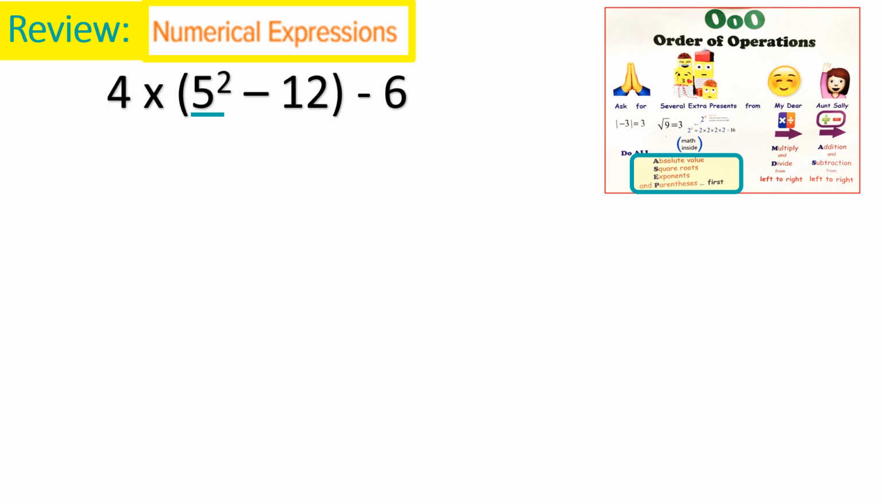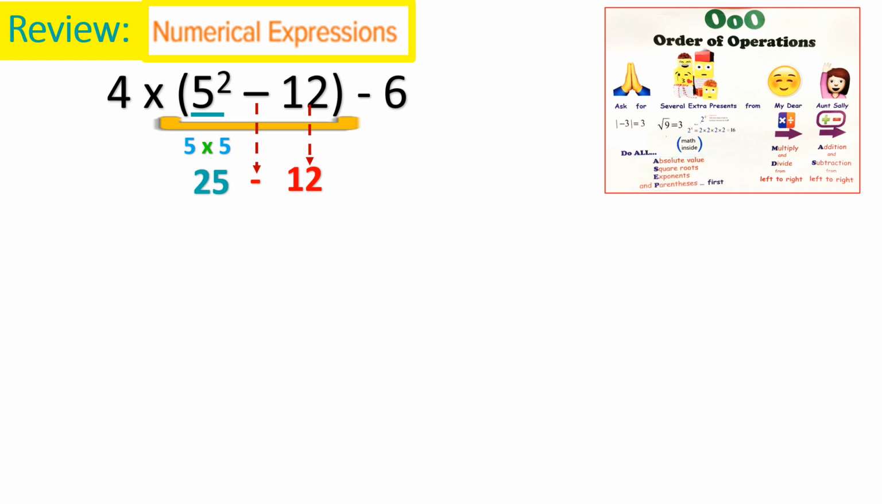When I look at this one, I have parentheses and exponents together. So I have to start with what's inside the parentheses first, and that is exponents. So I'm going to have 5 times 5, which is 25, and then I'm going to bring down what's inside my parentheses because I have to do that next. 25 minus 12 gives me 13. Now I can drop everything else down in the same order. I have 4 times 13 now, minus 6.